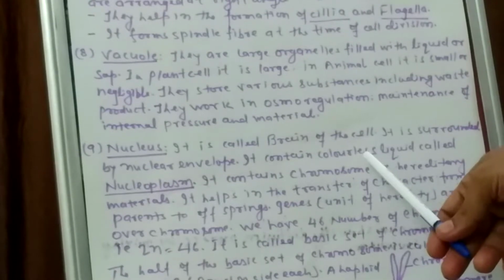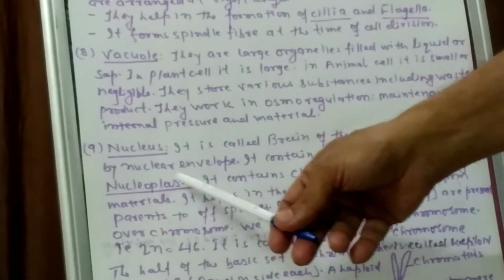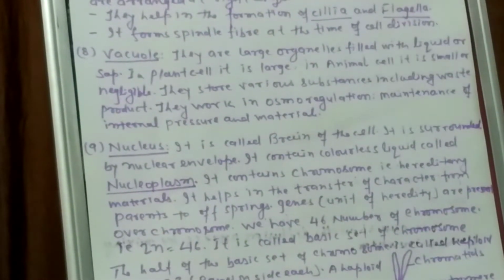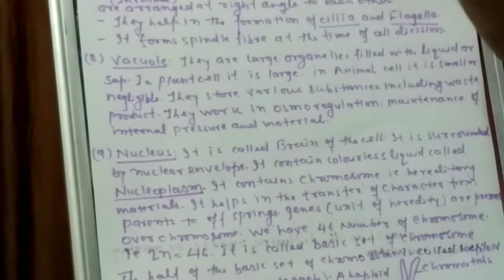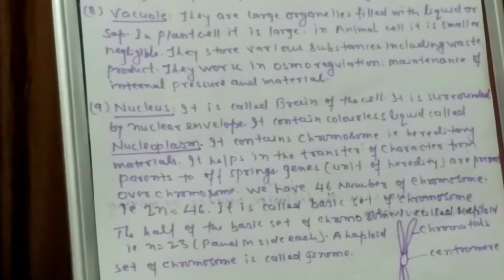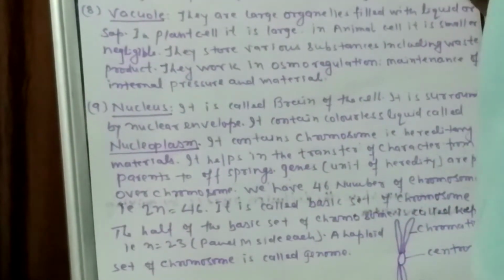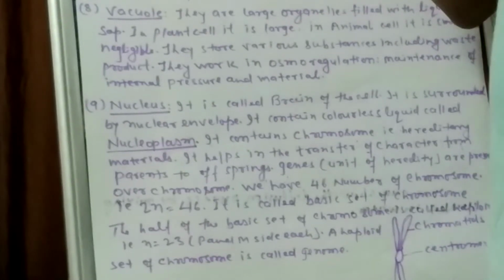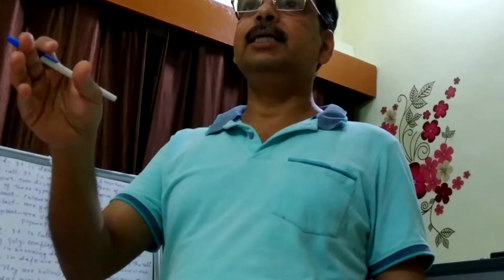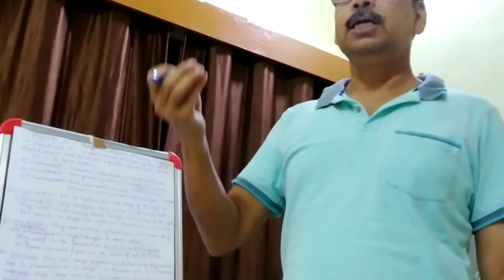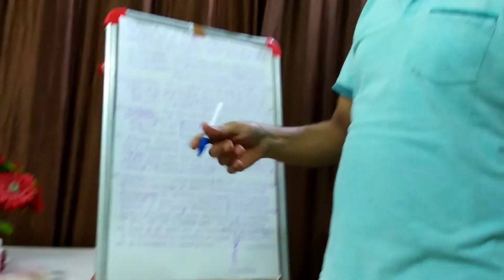It contains a colorless liquid called nucleoplasm. In the center of the nucleus, the fluid present is known as nucleoplasm. Inside the nucleoplasm, we find the nucleolus and the chromosomes. Again, I am telling you, the chromosome is a hereditary material which contains the genes. The unit of heredity is known as a gene, and these genes are responsible for the transference of characters or deciding the development of any characters in the human body or any animals.